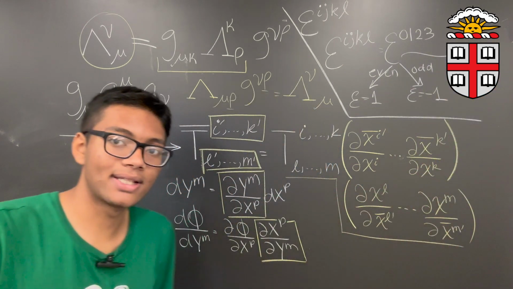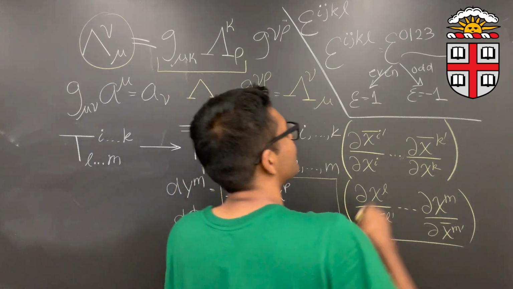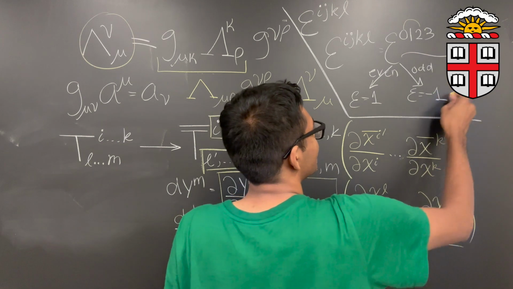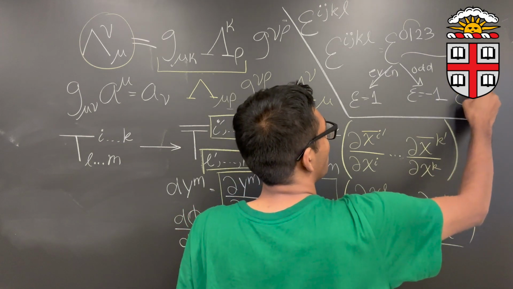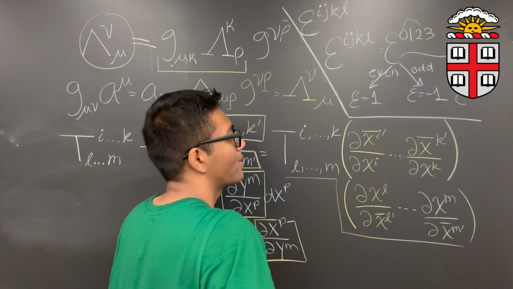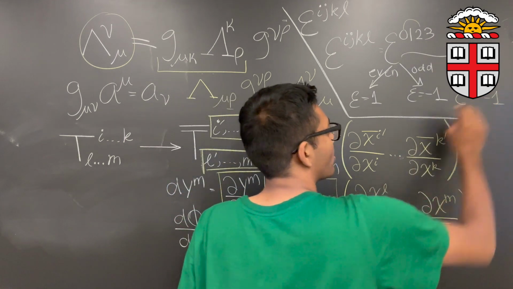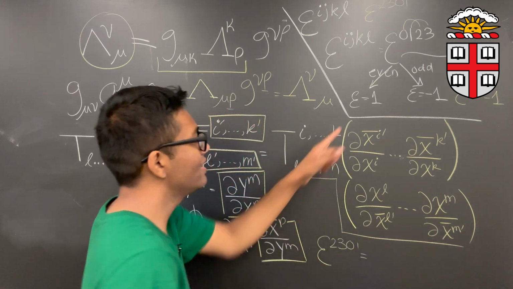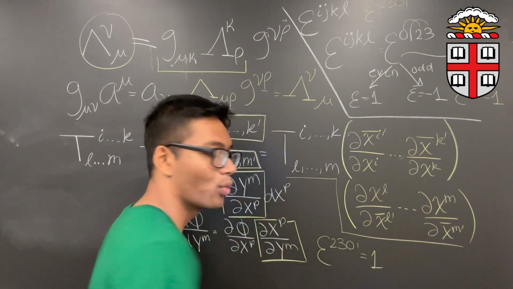So let's take a look at an example. Let's say, for instance, I switch 2 and 0, okay? So I'm considering e to the 2103. Well, that's an odd permutation. That must be equal to -1. Down here, 2301. And since it's an even permutation, it's going to equal 1.